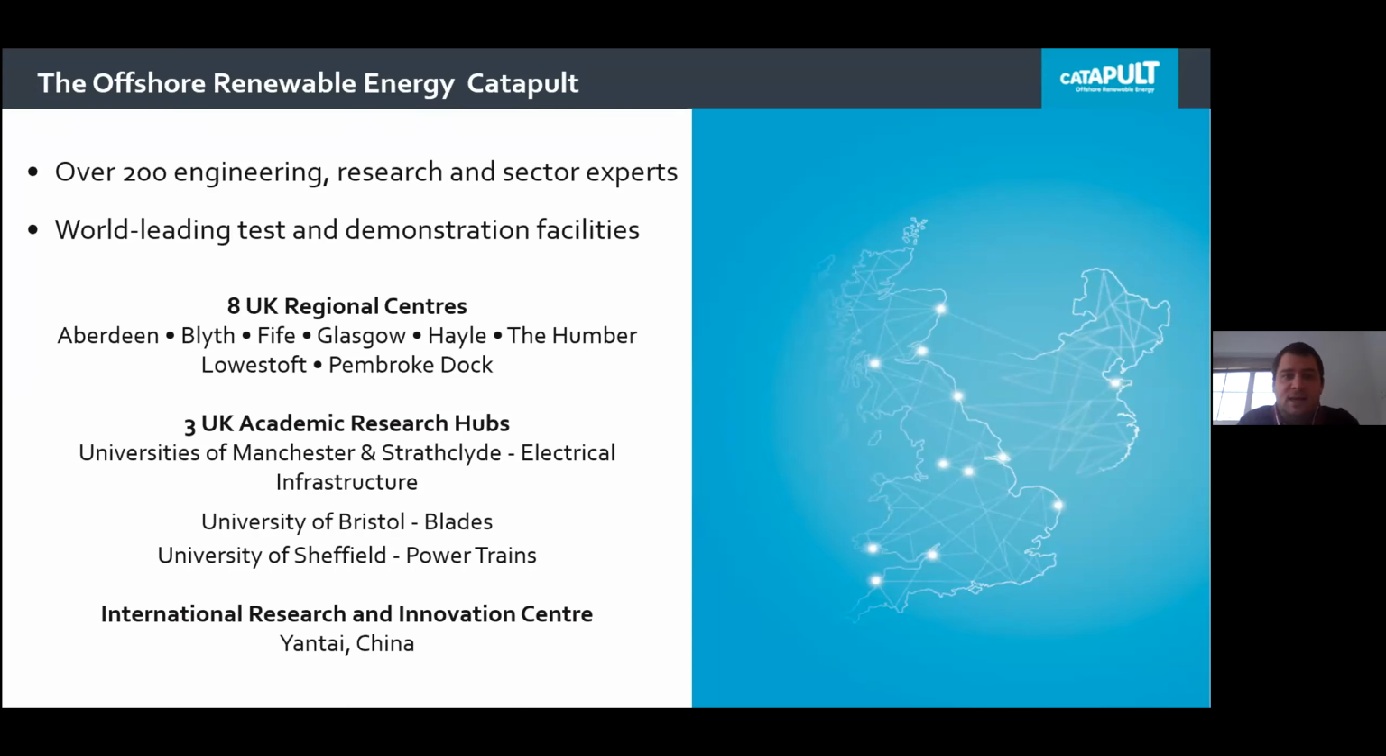We've got 3 UK academic research hubs. So we're working with the universities of Manchester and Strathclyde on electrical infrastructures. We work with the University of Bristol on blades, and the University of Sheffield on powertrains. And a couple of years ago, we set up an International Research and Innovation Centre in Yantai in China, which is very much looking at how we can support UK businesses entering into the Chinese market.